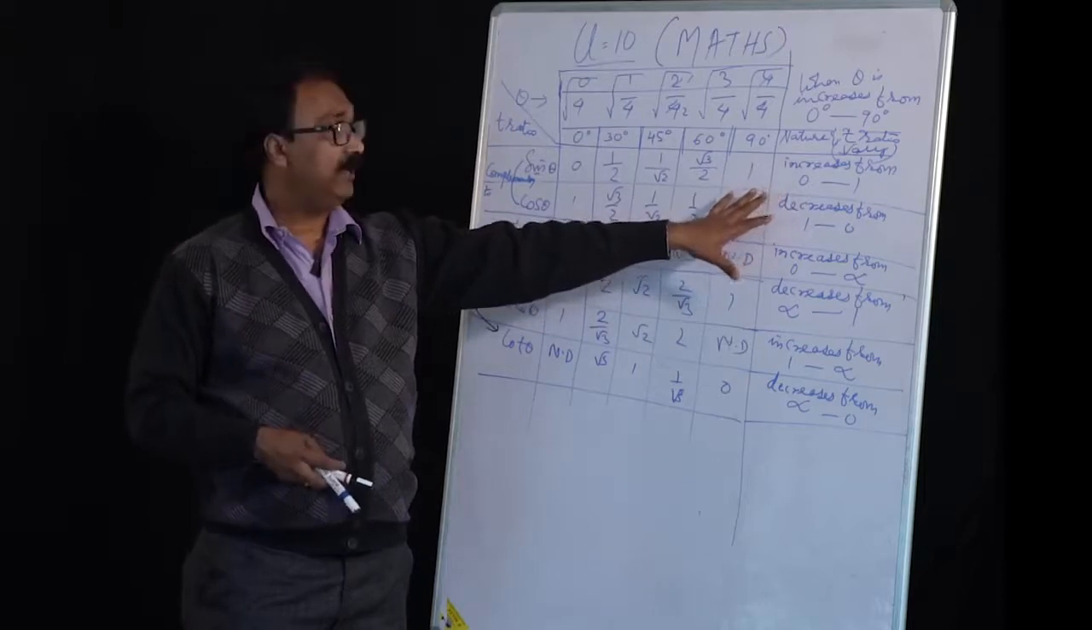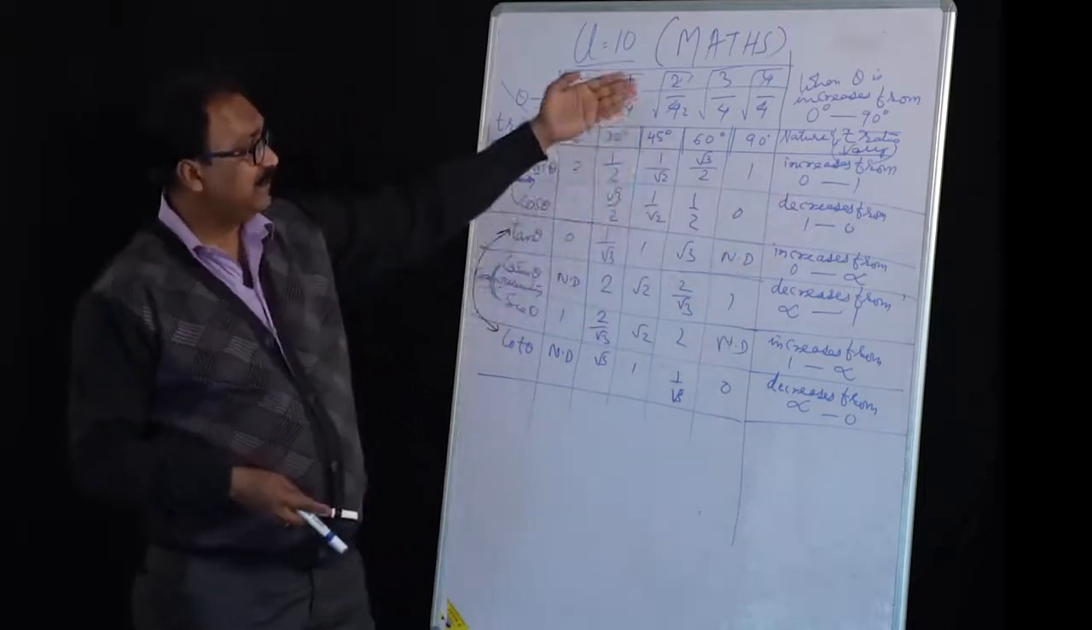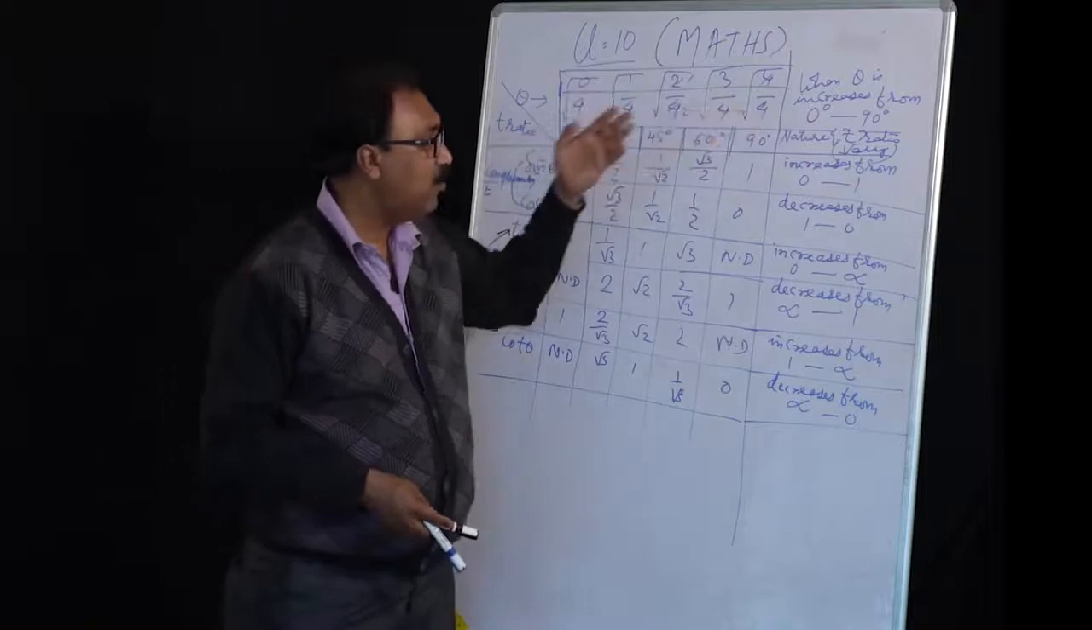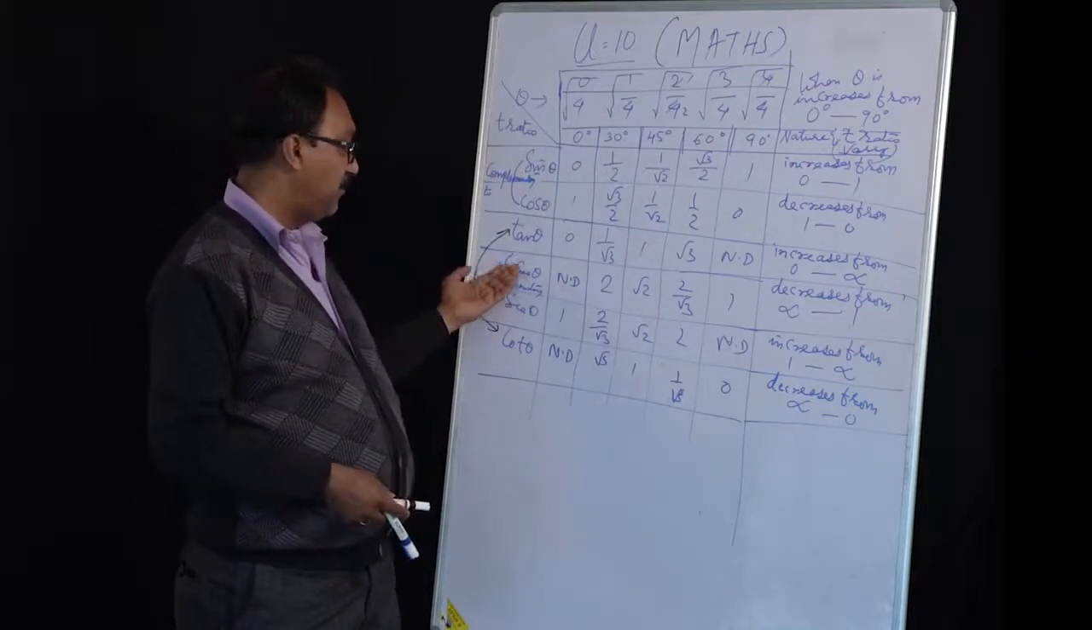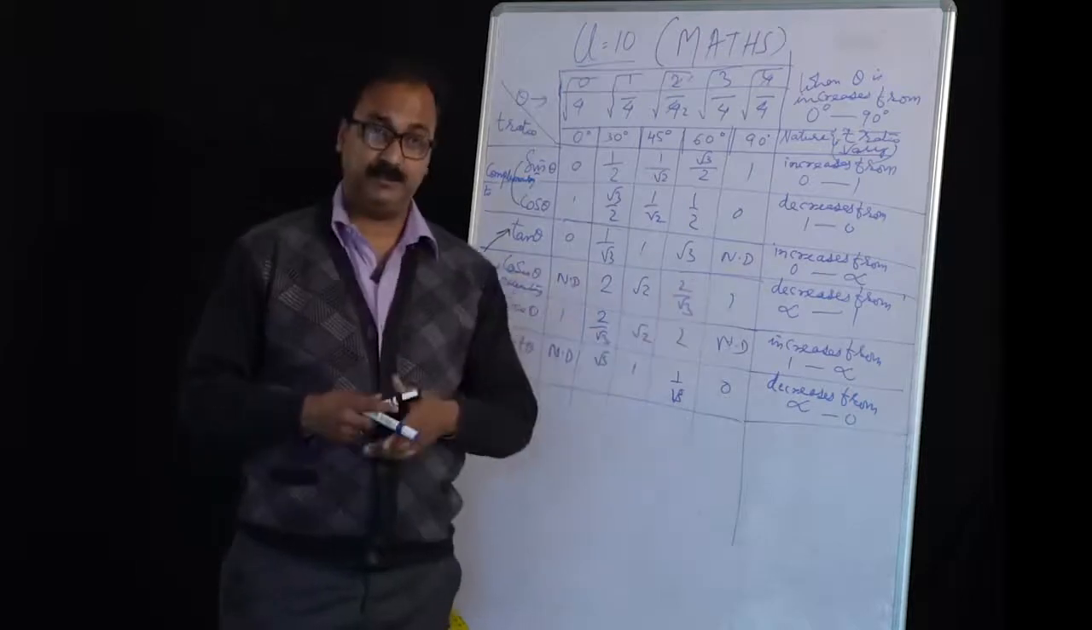So these are the key points you have to remember, because many times multiple choice questions are supposed to come. Okay. So when sin theta increases from 0 to 90, how does cosec theta vary? If you know this cosec theta value, easily we can find this.